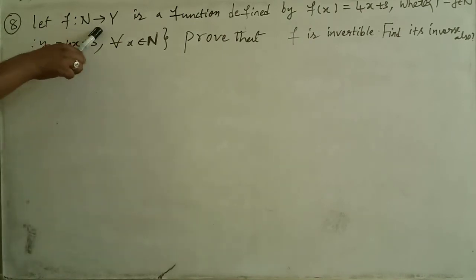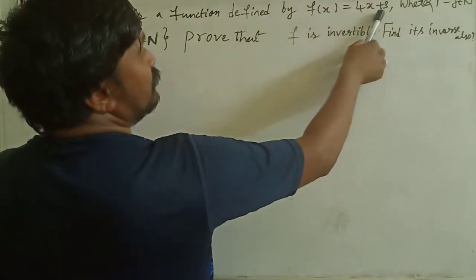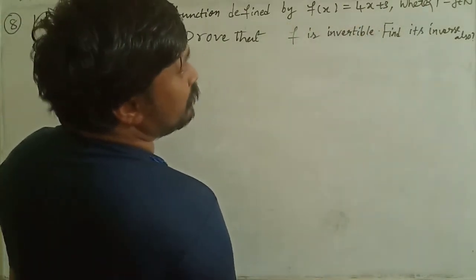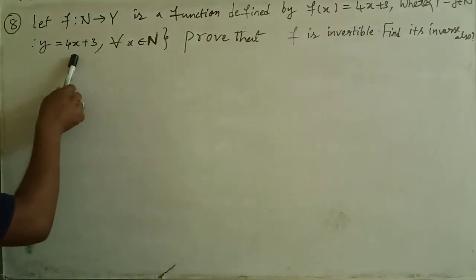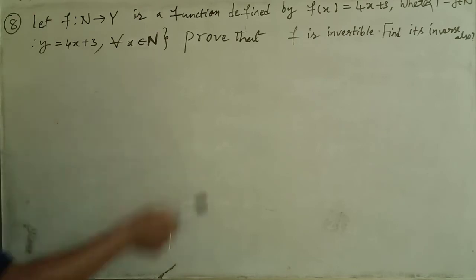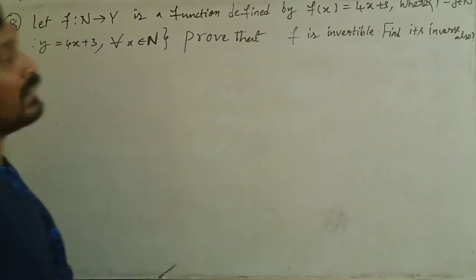Let f map N to Y be a function defined by f of x is equal to 4x plus 3, where Y is equal to the set of small y belonging to N, such that y is equal to 4x plus 3 for every x belonging to N. Prove that f is invertible, and find its inverse also.